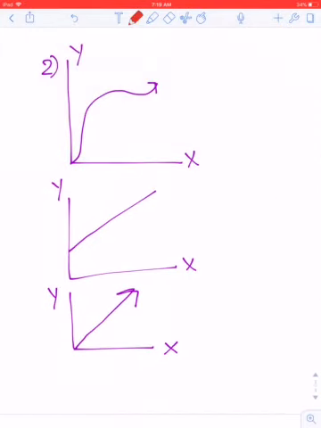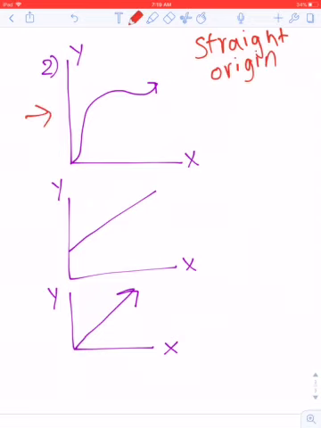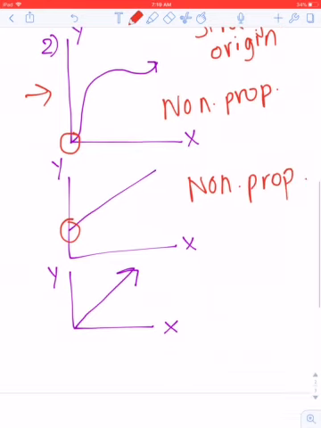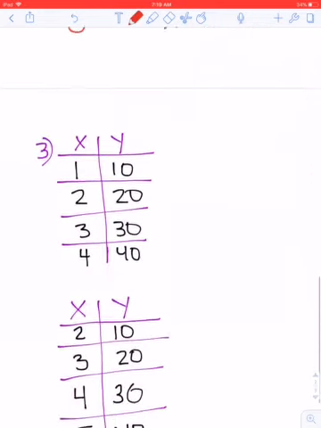When we're dealing with graphs, for it to be proportional we need to know if it's straight and if it goes through the origin. Take a look at this first graph. It has to fit both of those qualities. It does go through the origin, but the problem is it's curvy, so this graph would be non-proportional. The second graph is a straight line, but it does not go through the origin, so once again this would be non-proportional. Our third one goes through the origin and is a straight line, so this would be an example of proportional. Just make sure you explain again on your homework.